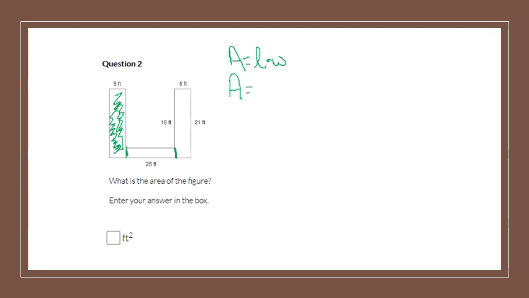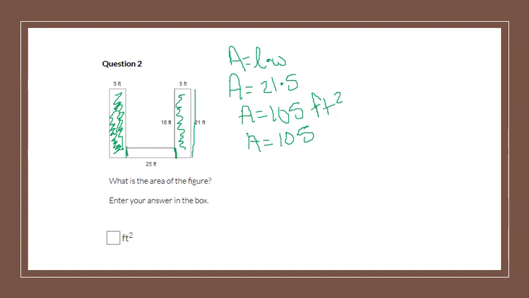I know that it is 21 feet tall and 5 feet wide. So I know that the area of that left rectangle is 105 feet squared. I also know that this one on the right is the exact same height and width, so that rectangle is 105 feet squared.